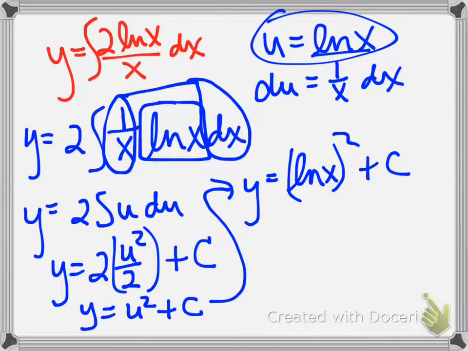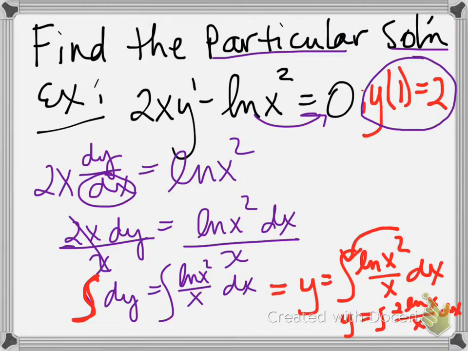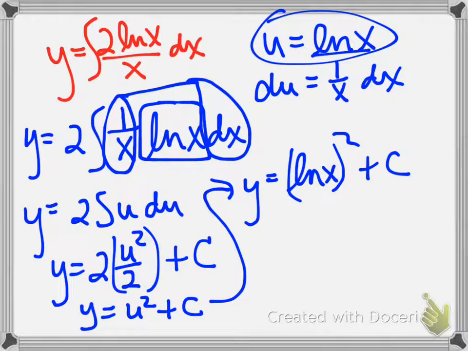Now I did have some initial conditions, so let me look back and see what that was. y of 1 equals 2. Now keep in mind this always takes the format of a coordinate, so that's the x value and that's the y value. So when x is 1, y is going to be 2. So plug 2 in for y, plug 1 in for x.